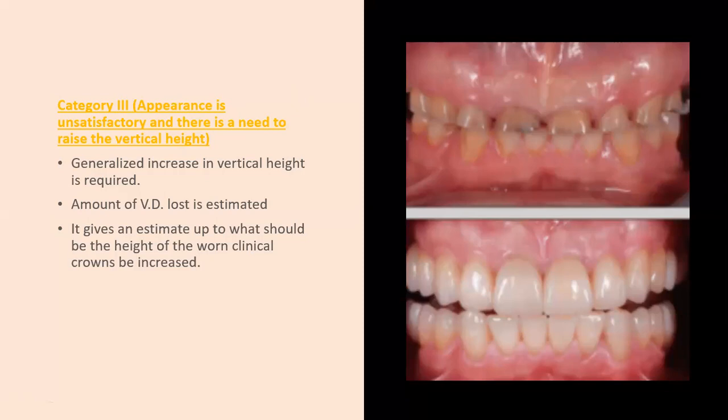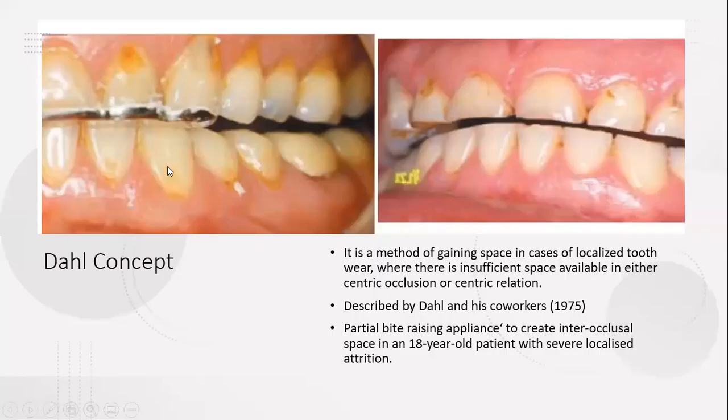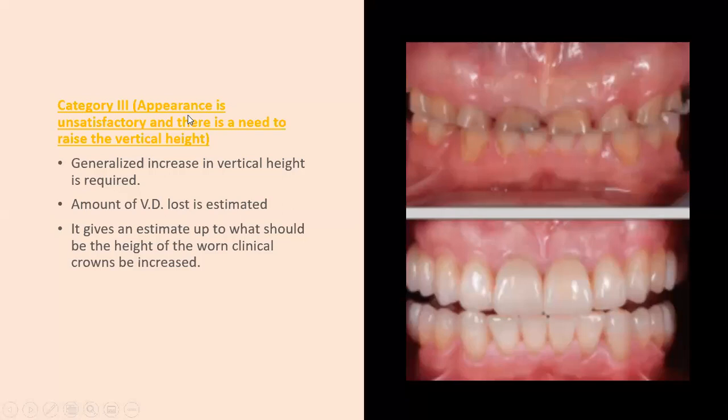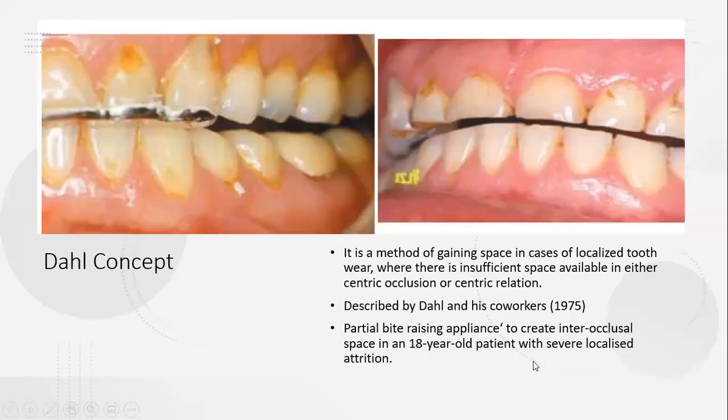So they can be of two types. One is there could be a generalized loss of vertical dimension, or there could be localized, where only in a localized area the vertical dimension has to be increased. So in a generalized loss of vertical dimension, a generalized increase in vertical height is required. The amount of vertical dimension lost is estimated. It gives an estimate up to what should be the height of the clinical crown which we are going to replace.